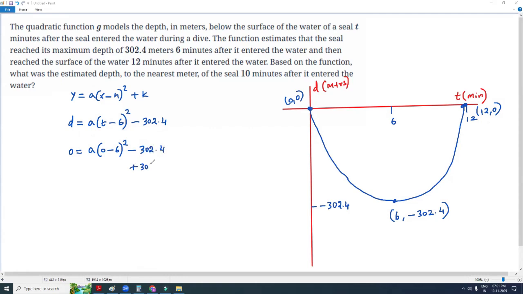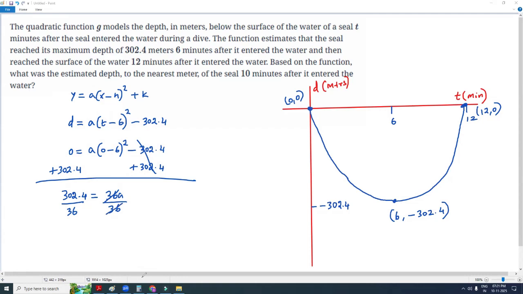Okay, let me add 302.4 to both sides of the equation. Then this negative value and positive value will cancel out. We get 302.4 on the left side. And 0 − 6 is −6. When we evaluate the value of (−6) squared, it will be 36. We get 36a. Let me divide both sides of the equation by 36 to solve for a.